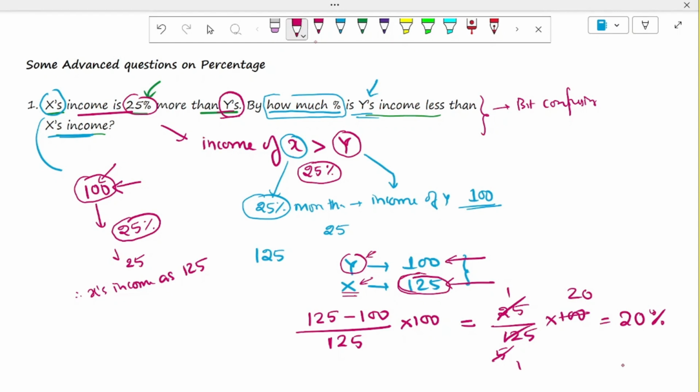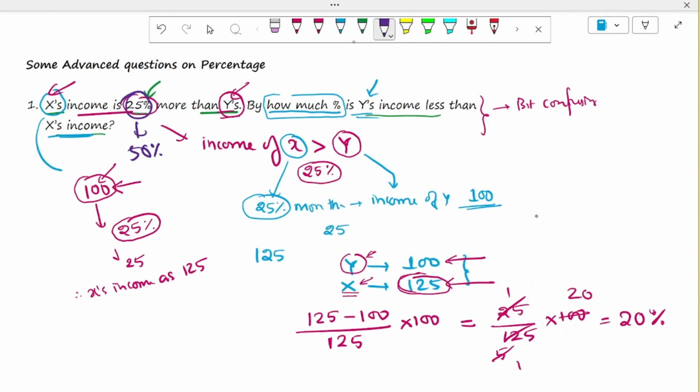This is a very straightforward question, but you need to understand these two sentences in the question. The first sentence is about the income of X and Y, and the second sentence asks you to find the income with respect to X. Now I want you to solve this question by changing this 25% to 50% and tell me the answer.